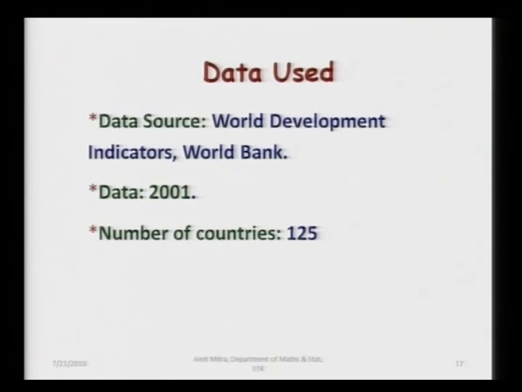I forgot to tell you the source of the data for the previous application. The source of the data was the Reserve Bank of India. The data source for this is the World Development Indicators publication of the World Bank. The data corresponding to 2001 have been chosen, and the number of countries, that is the cases, is 125. So, what is the dimension of the data? If we have 25 indicators of economic and socio-economic development and 125 such cases, we have in all 125 by the number of dimensions, say 25.